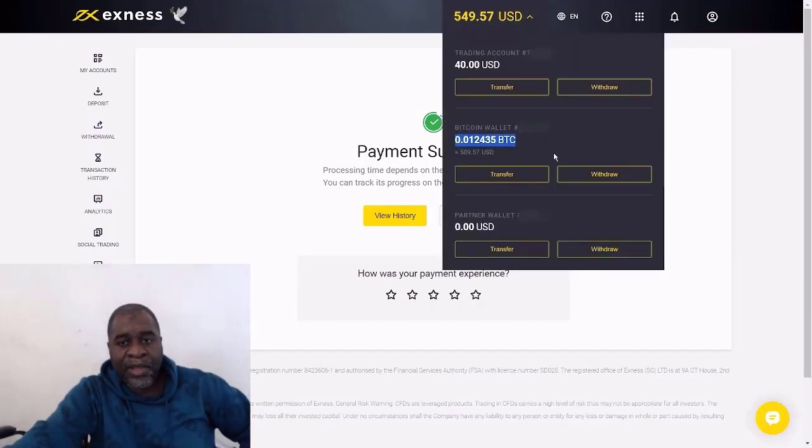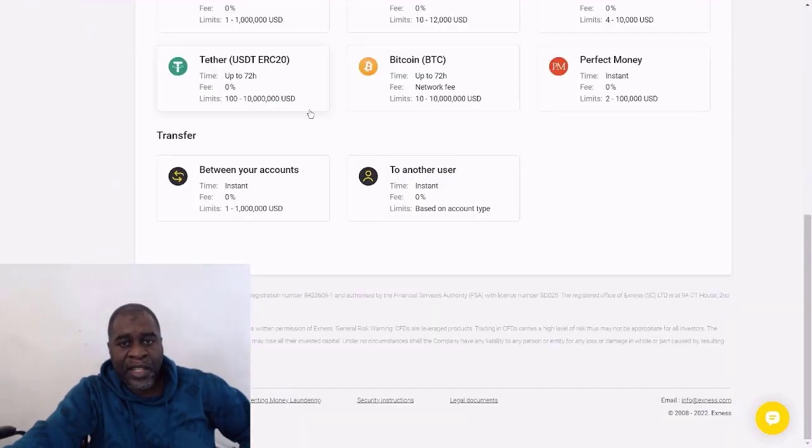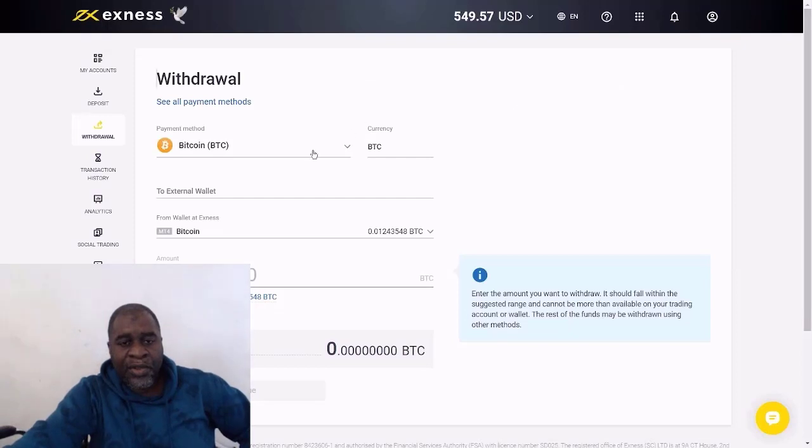So now I need to come here and I need to withdraw. So I'm going to click on the withdraw either on the left or here on the withdraw. Okay, click on withdraw. I'll scroll down. I'm going to select Bitcoin because I'm withdrawing to Bitcoin. Then I'm going to go to Yellow Card to get my Bitcoin wallet address.